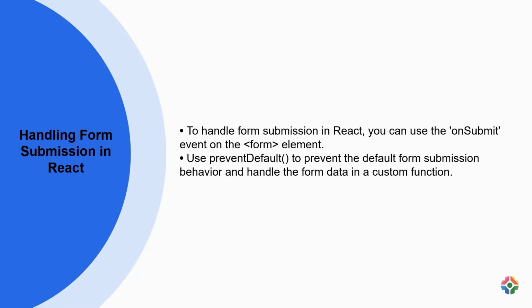For instance, when a user fills out a form in a React application and clicks the Submit button, the onSubmit event triggers, and preventDefault intervenes to prevent the browser from reloading the page or navigating elsewhere. This enables you to process the form data using JavaScript functions tailored to your specifications, enhancing user experience and data management capabilities.